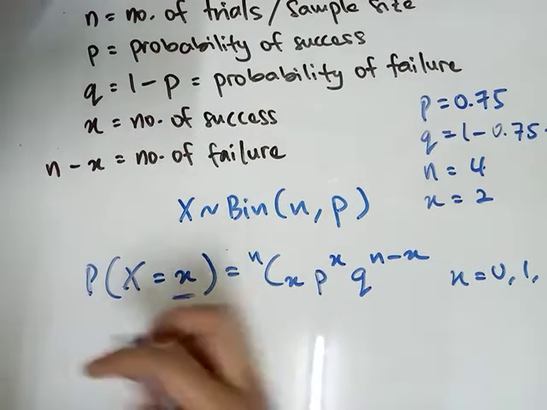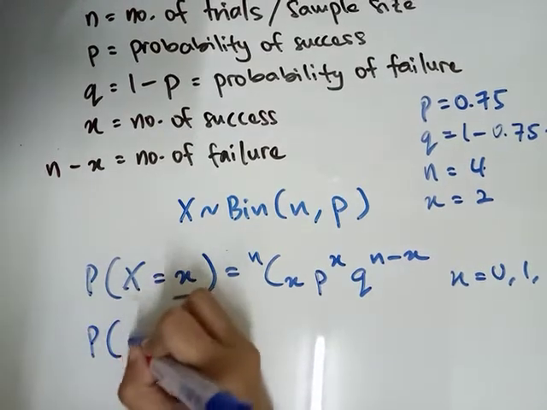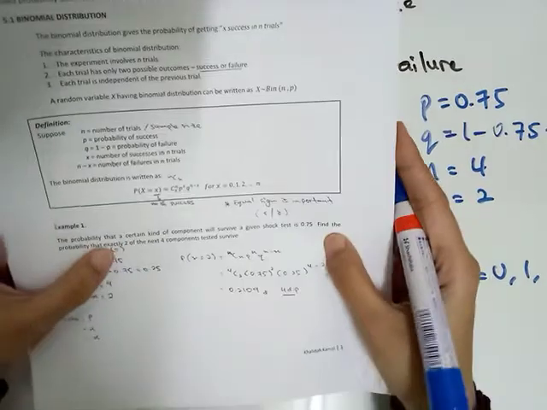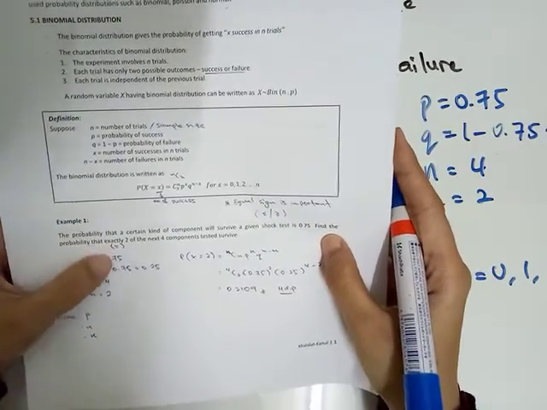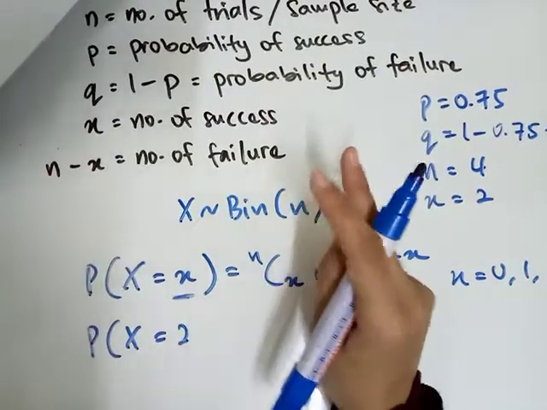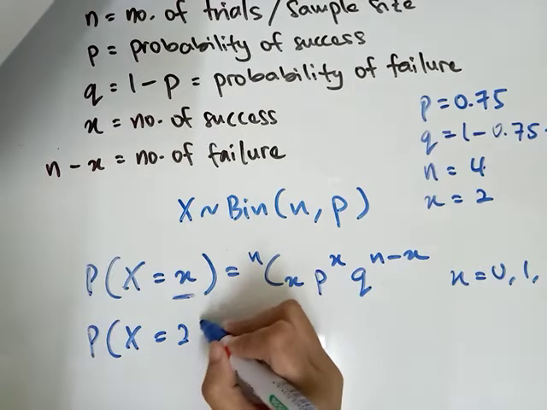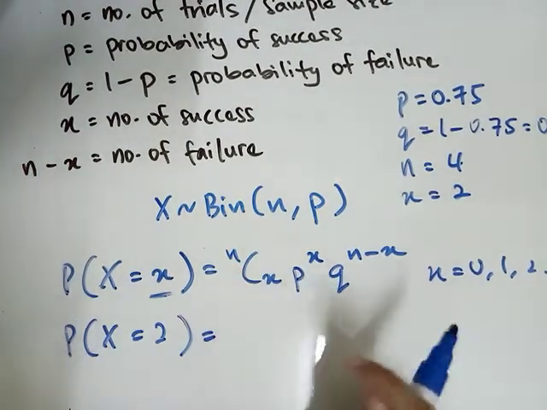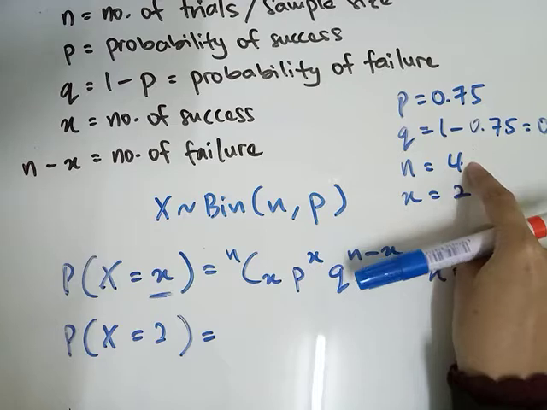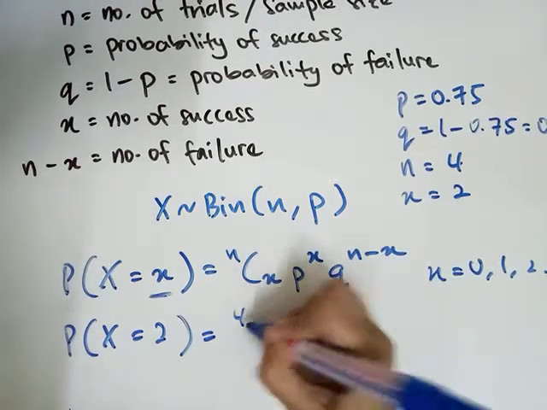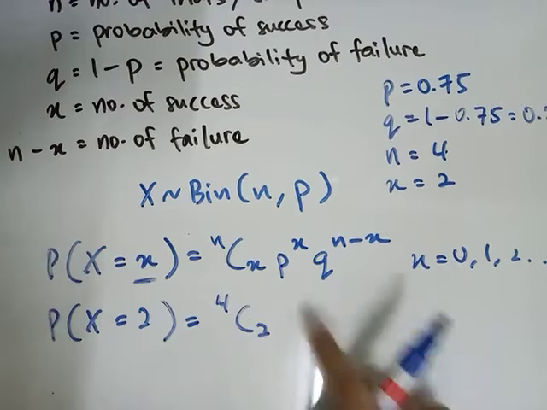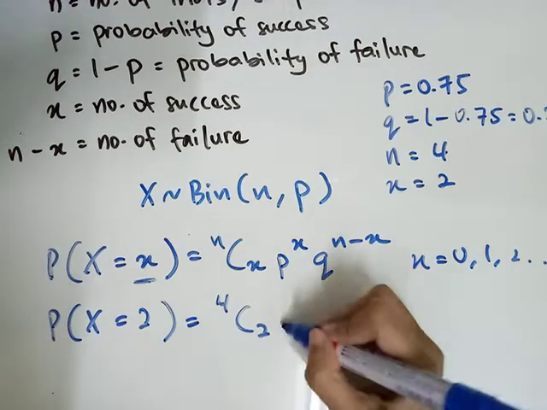Then substitute into the formula. P of X equals. Kenapa equal? Because dalam soalan dia minta exactly. Bila exactly that means equals. Dia tepat 2 saja. Tak ada lebih, tak ada kurang. And then equal NCX. That means we know that N is 4, X is 2. So 4C2, times P. P is 0.75.